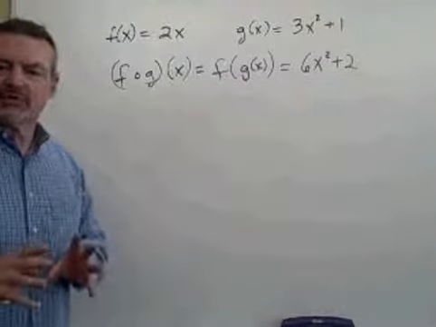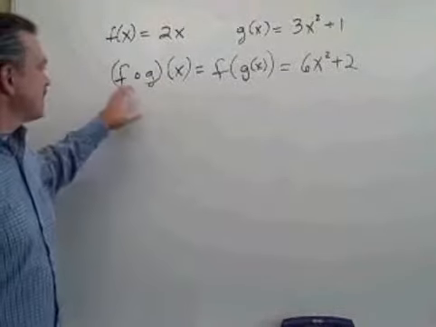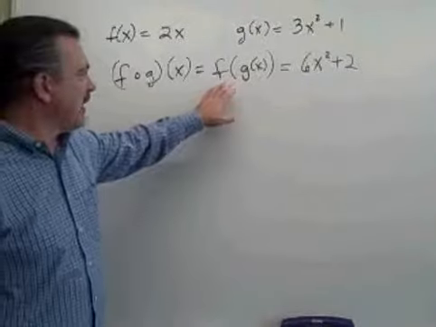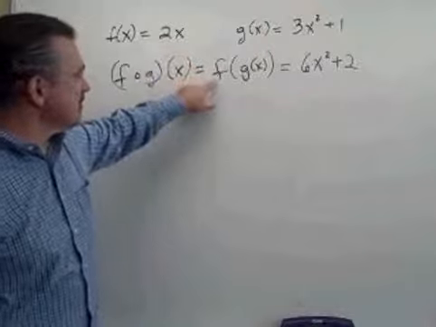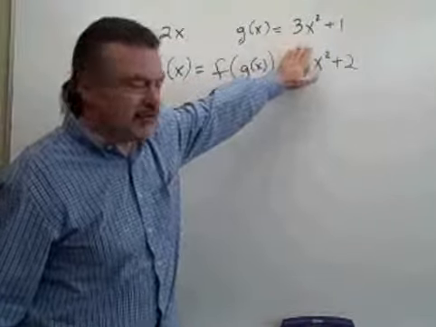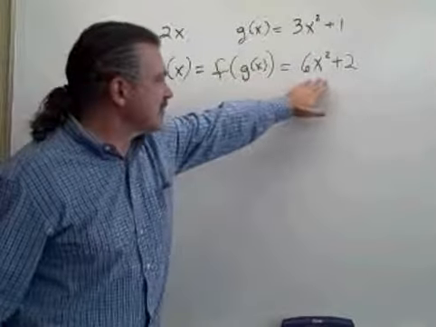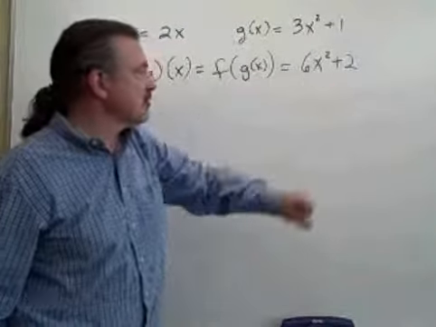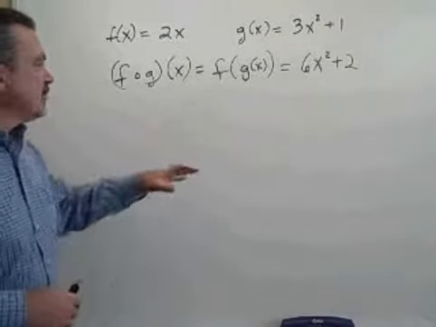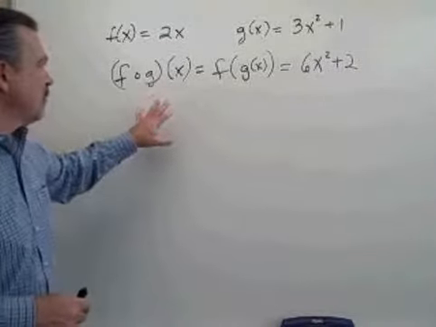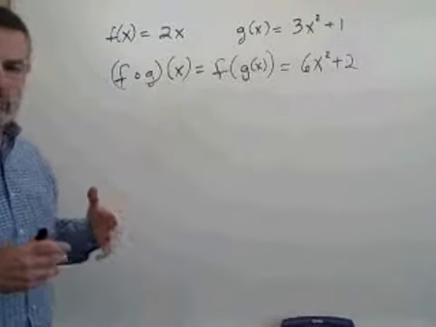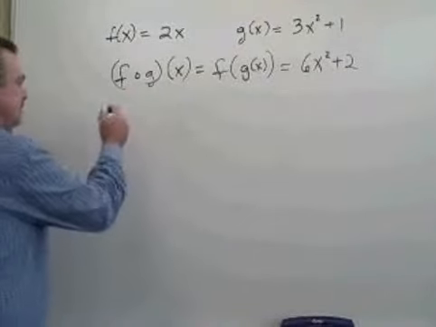Here's our composition function that we formed. This is f composed with g, which we found by replacing every x in the function f with the entire expression of g of x. When we simplified the expression, it created 6x squared plus 2. So let's suppose we want to evaluate this new composed function at x being, let's say, -1.